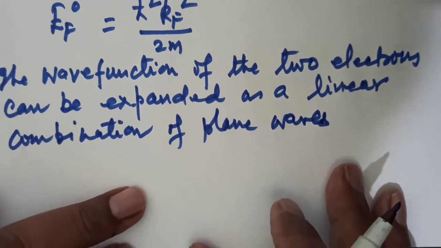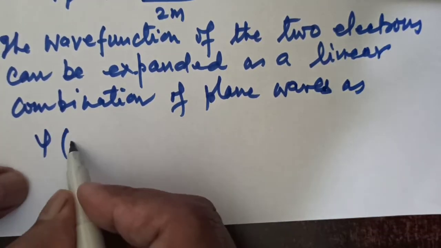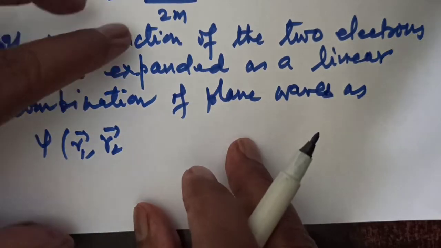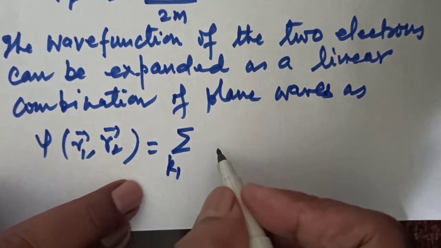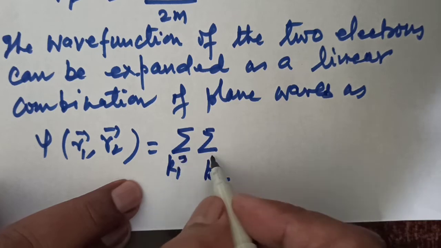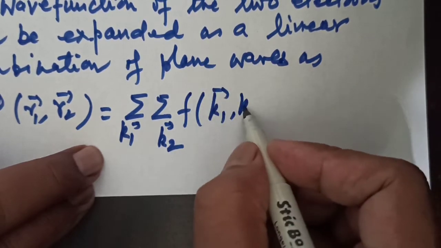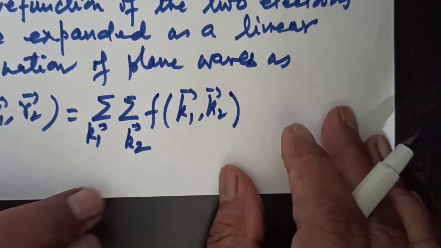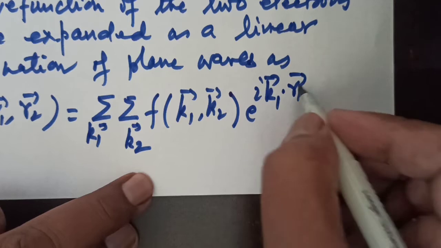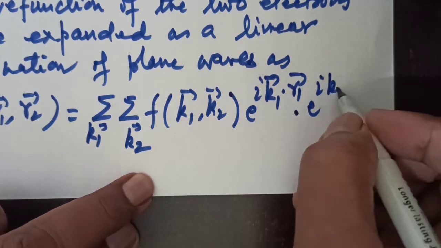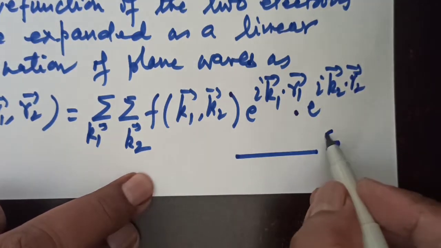I will tell you just a little later why plane waves. Psi(R1, R2) is equal to the sum over K1, K2 of F(K1, K2) e raised to the power i K1 dot R1 into e raised to the power i K2 dot R2. So this is equation number 3.